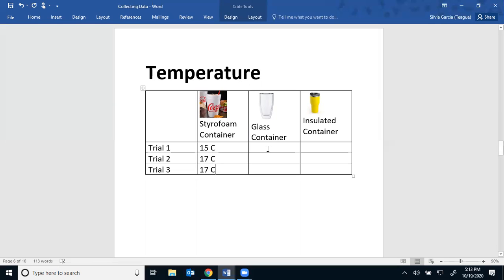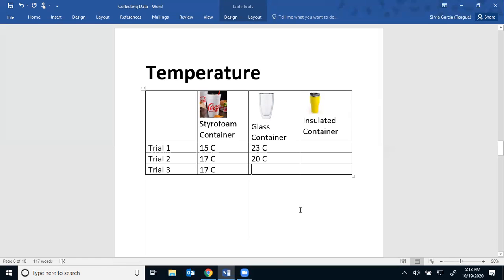Well, now I'm going to do the same test, but in a glass container. And perhaps in my glass container, after so many hours, the same amount of ice, the same amount of drink, I measured the temperature, and it was 23 degrees Celsius. I emptied it out. I waited a few hours. I measured the temperature again, and let's say that it was 20 degrees Celsius. I emptied it out, and did my third trial. So this is going to take me a while.